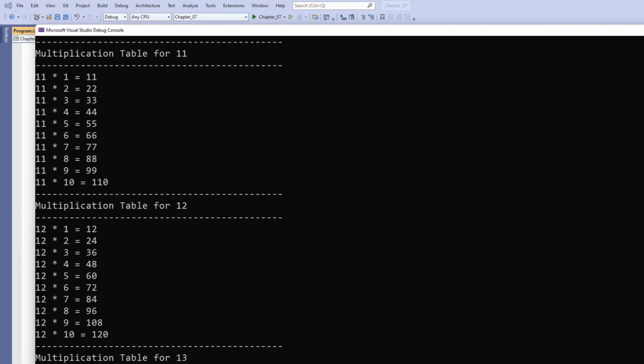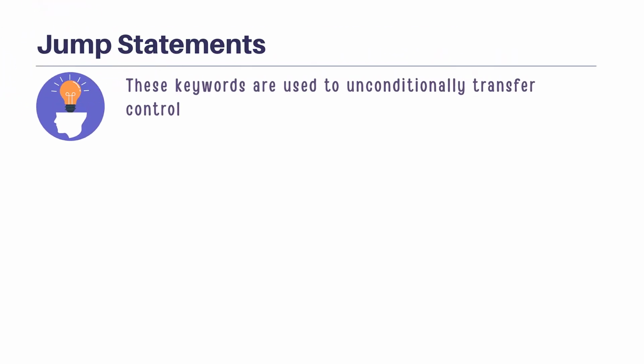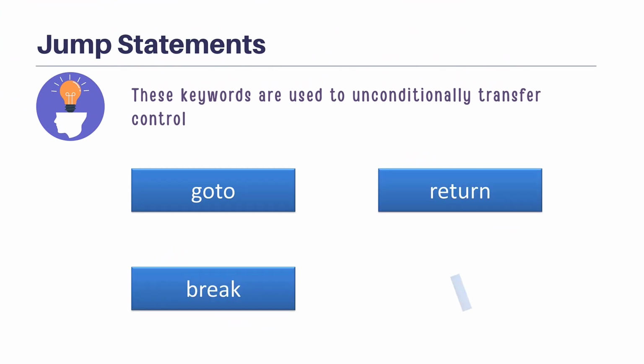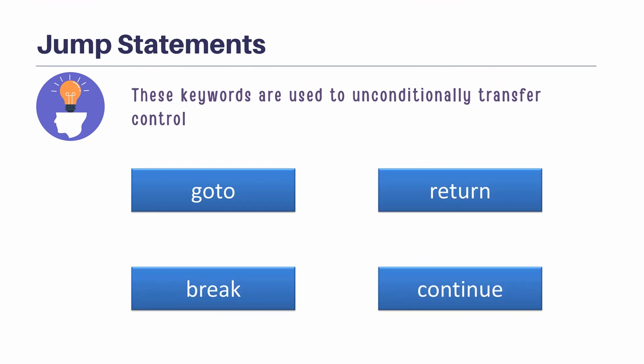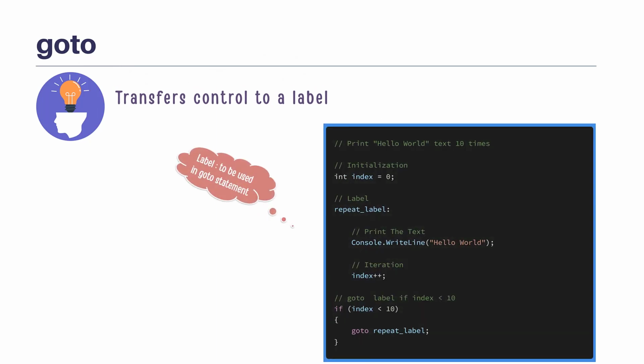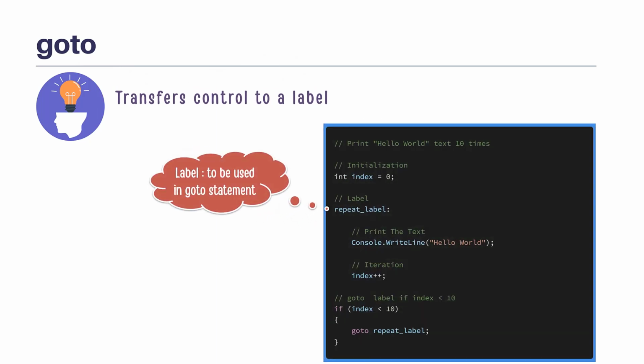Okay, let's move on. Jump statements are the statements which unconditionally transfer the control from one place to another. We are going to have a look at 4 keywords in this section. Let's start with keyword goto. As the name suggests, it instructs the control to go to a specific label in the code. A label is just an identifier followed by a colon as shown on this slide.